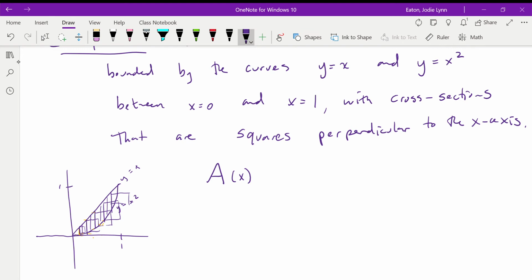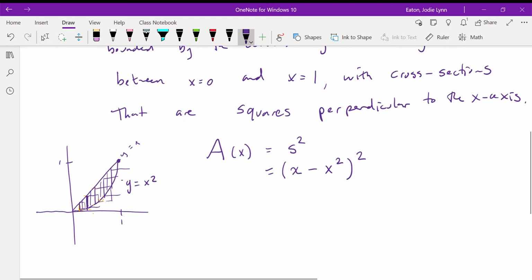Well, we notice that on this region, y equals x is always greater than y equals x squared. So the area of a square is the length of the side squared, and the length of our side is going to be the distance between these two functions. So it's going to be x, which is the top part of our side, minus x squared. And we're going to square it. That's our area in terms of x.